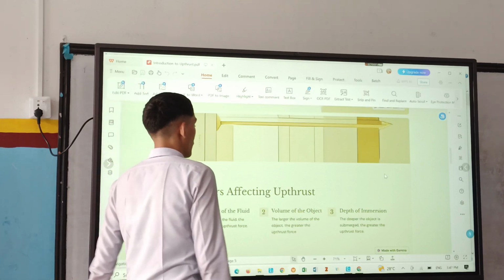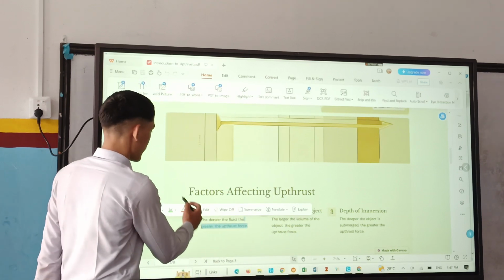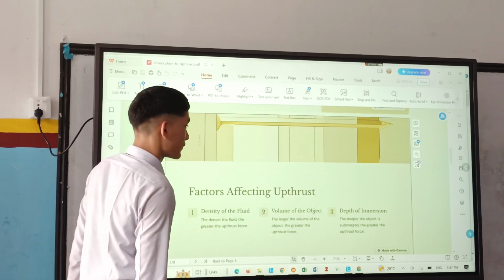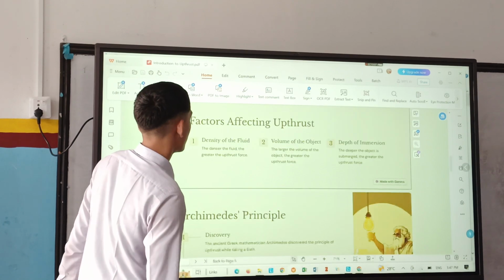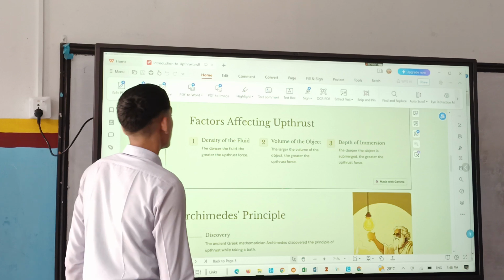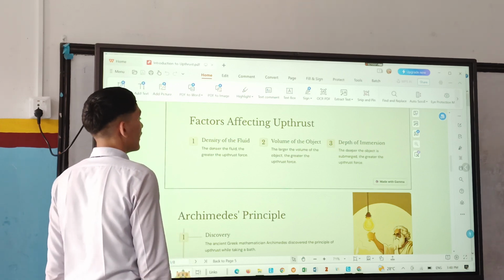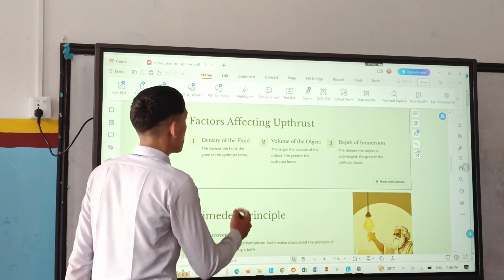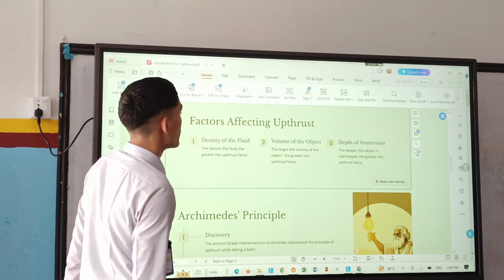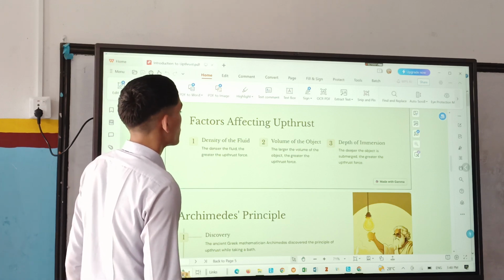The larger the volume of the object, the greater the upthrust force. If there is large volume, then the upthrust force is also greater. Depth of immersion. The deeper the object is submerged, the greater the upthrust force.